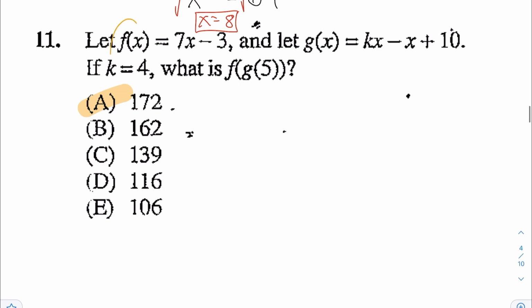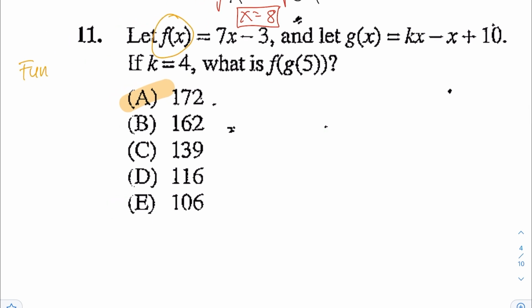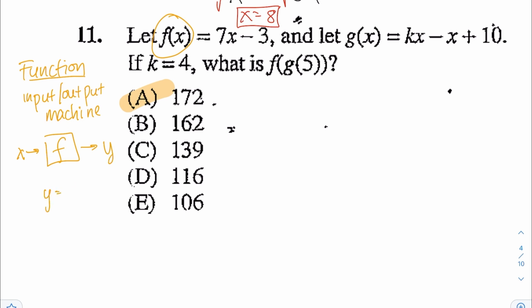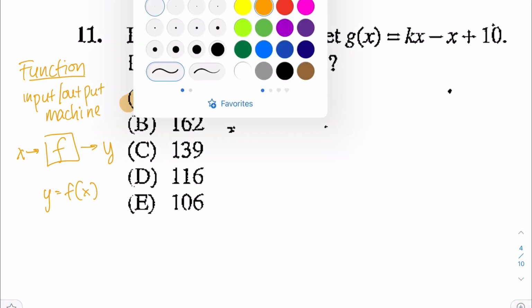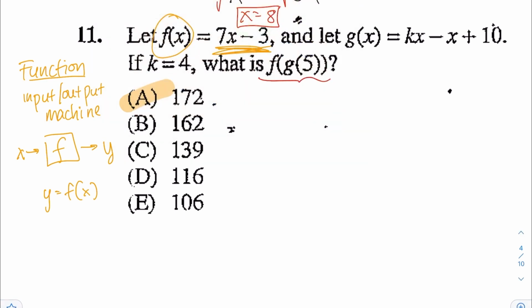So here you have a couple of functions. And a function is just an input-output machine. So what that means is you take some input x, you put it into this machine, which we'll call f, and you get y as the output. And y is equal to f of x, and that's how you would read this. Wherever you see x in this equation, you'll just replace it with whatever number goes into this machine. Now specifically here, you have a function inside a function, and that's called a composition of functions.